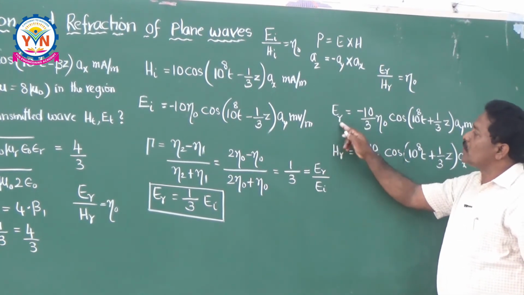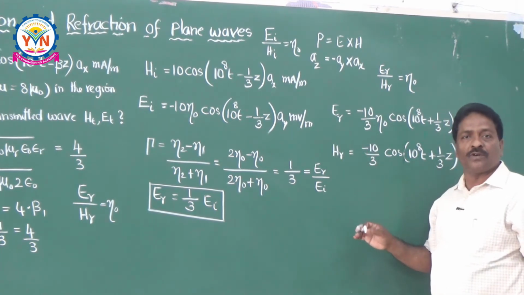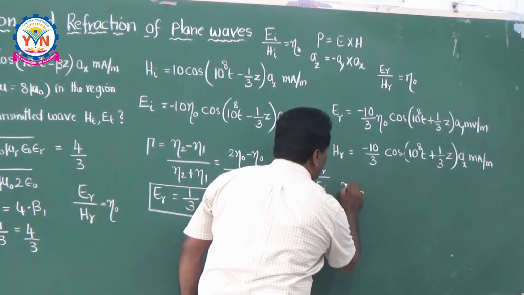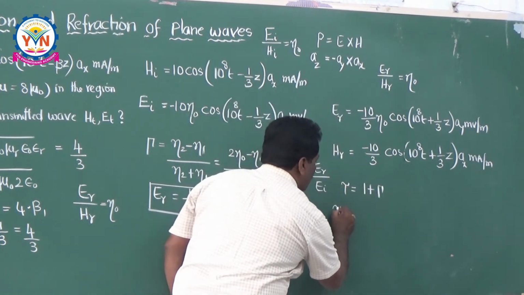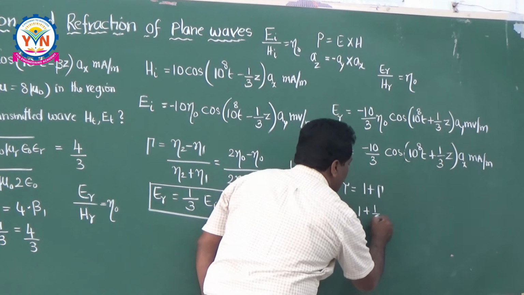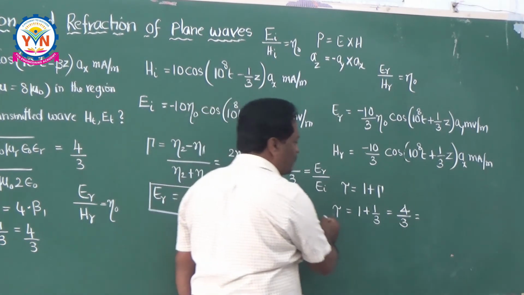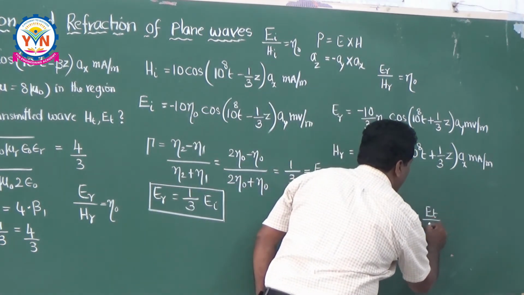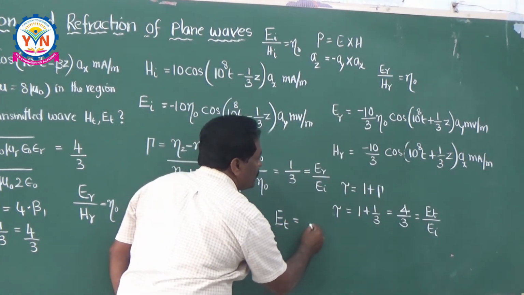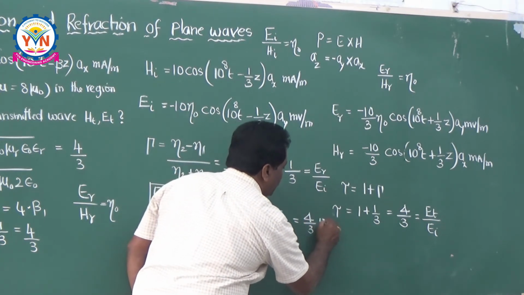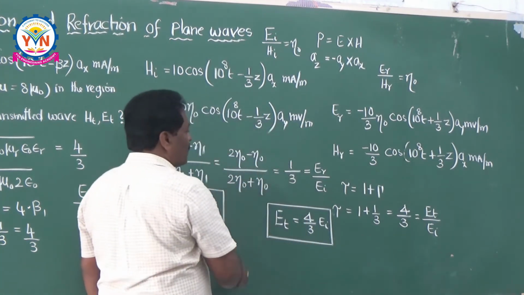Now finally, we are going to write the expression for transmitted components after calculating the transmission coefficient. So what is the transmission coefficient here? Tau is equal to 1 plus reflection coefficient gamma. Therefore tau is equal to 1 plus 1/3, which is equal to 4/3. By definition, the transmission coefficient is ET divided by EI. Therefore, ET is equal to 4/3 into EI. This is the formula you have to use whenever you are writing your transmitted components.